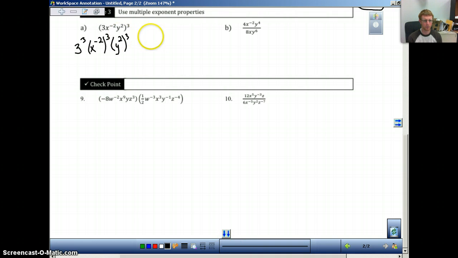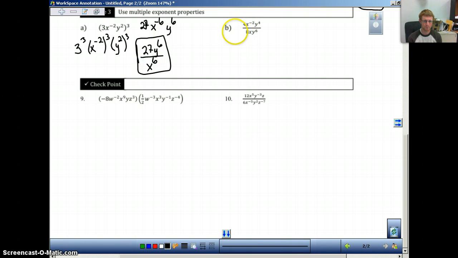So we do 3 to the third is 27. X to the negative 2 times 3 is x to the negative 6. And y to the 2 to the 3 is y to the 6th. Again, we are multiplying with these properties. So now we do have one negative exponent. Here's what you need to make sure you do. Only move the portion that has a negative exponent. So this will be 27, and y to the 6 will stay on top because they don't have a negative exponent, and the x to the negative 6 will go to the bottom, and then the exponent will become positive. So there's your final answer.